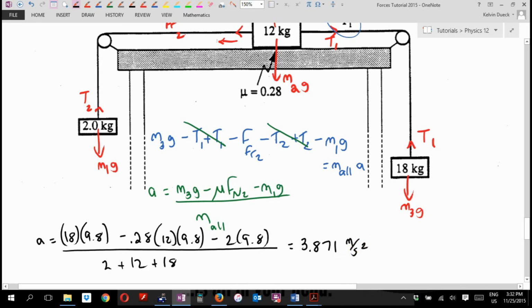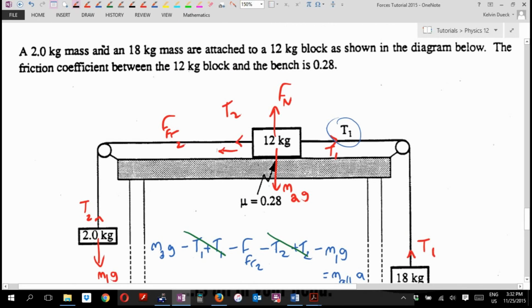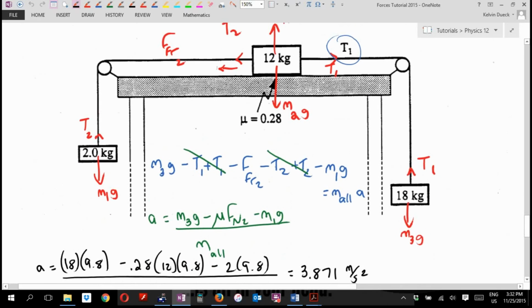What did this question really want me to find? What did I circle in blue there? What does it want me to find? Tension 1. Okay, let's write an equation for one mass.